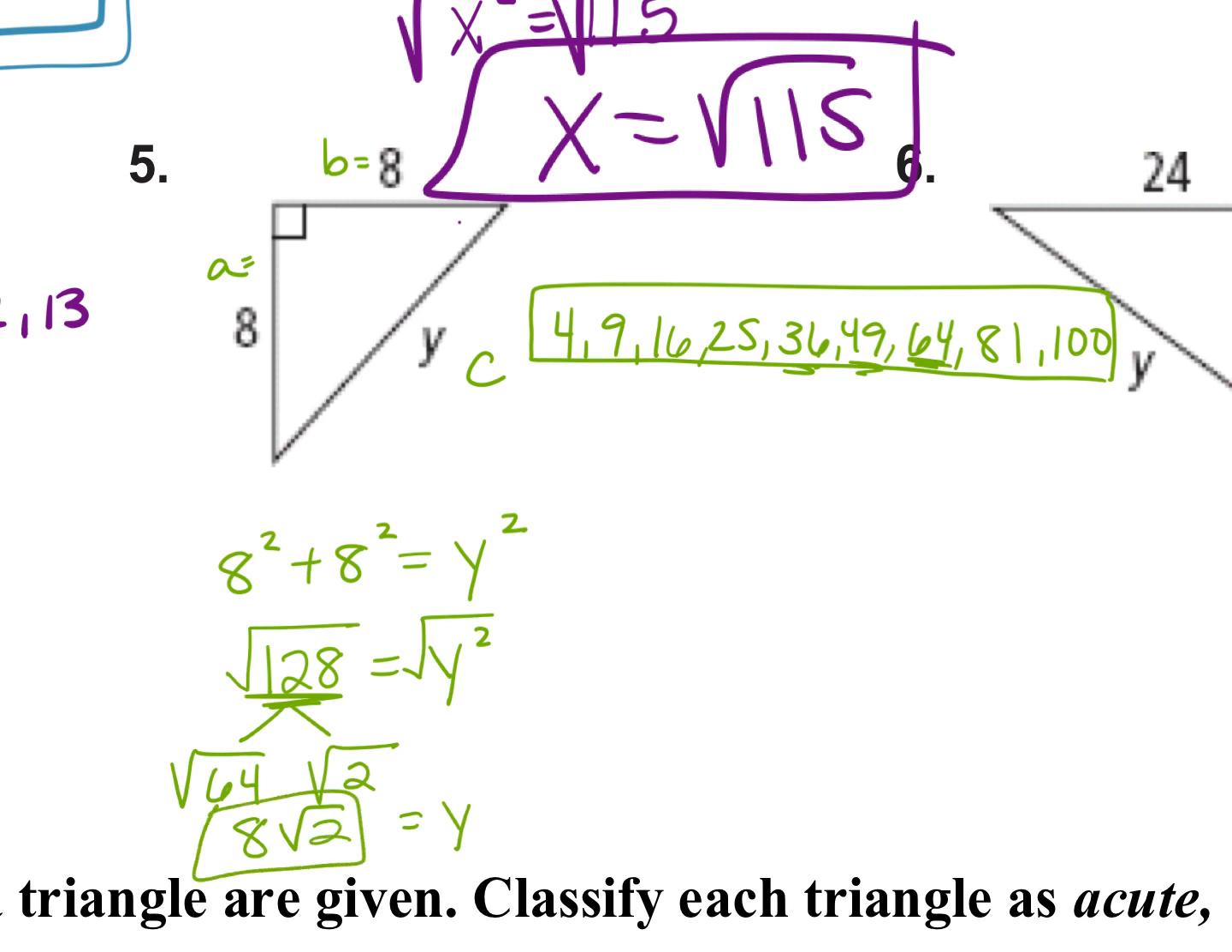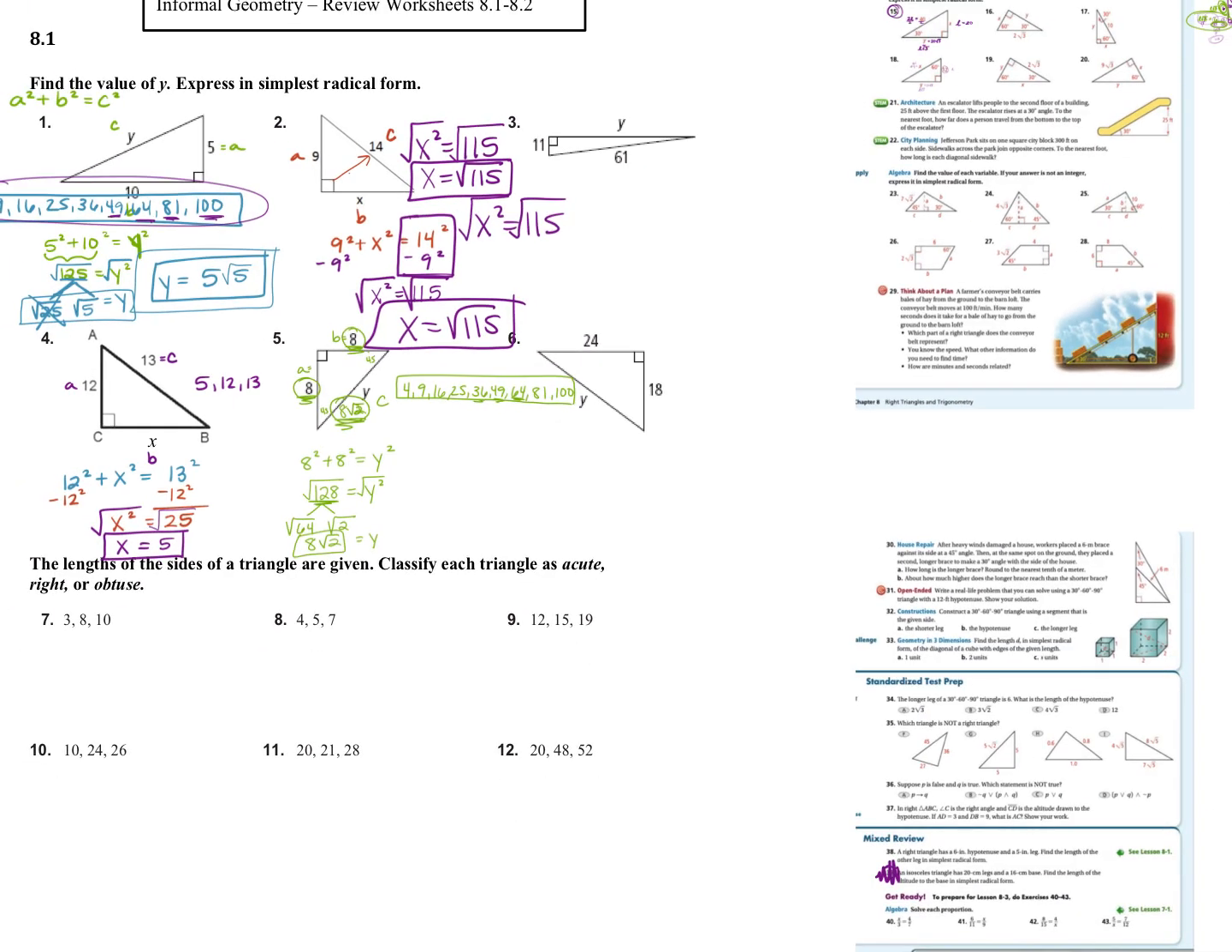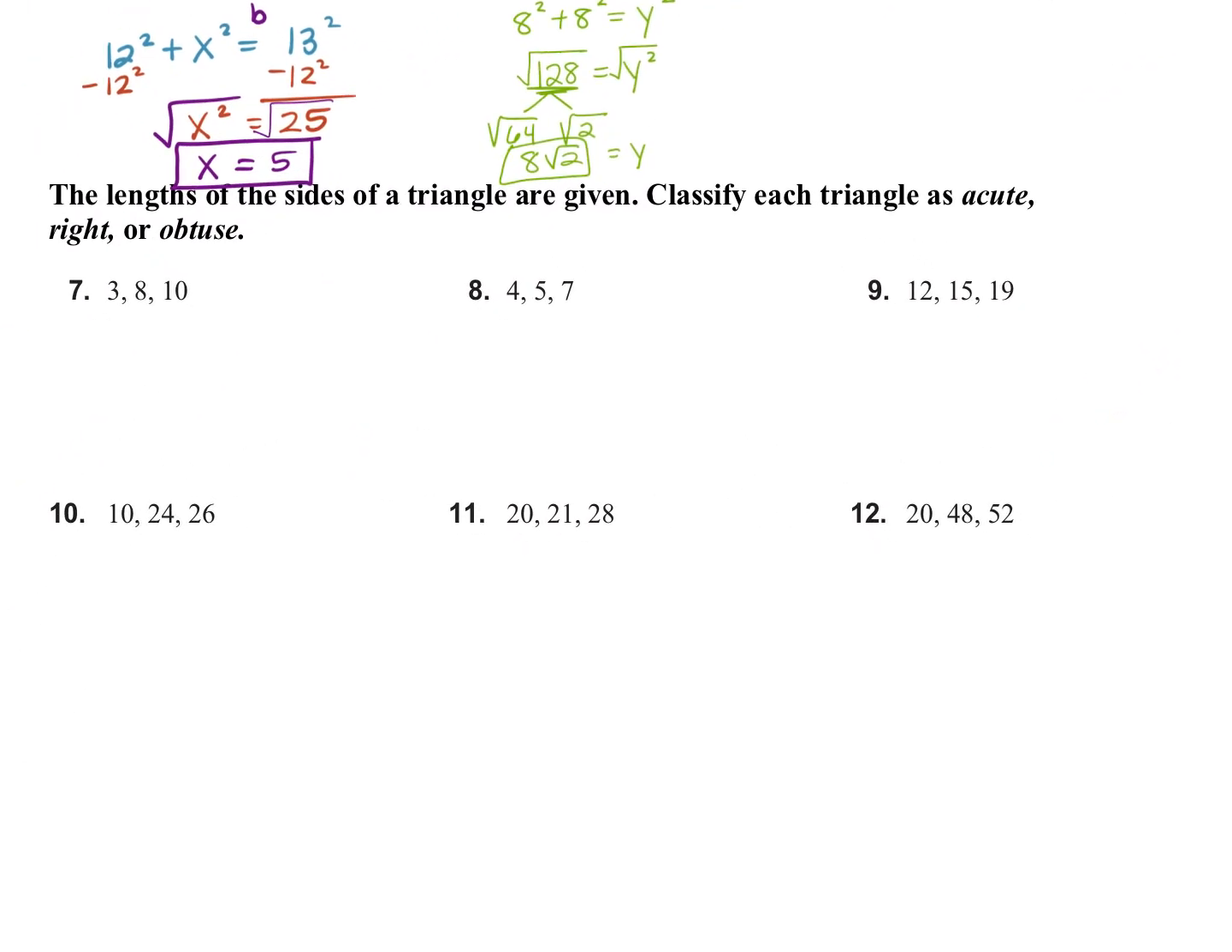Now look at this, you guys. 8 rad 2. Do you recognize that? That's a 45, 45, 90 triangle, right? If you have two legs that are equal, then it has to be isosceles. It has to be a 45, 45, 90. So this has to be 8 rad 2. So you could do that even though they didn't tell you it was 45. Okay, we might come back to that, but we're going to leave it at that for now.